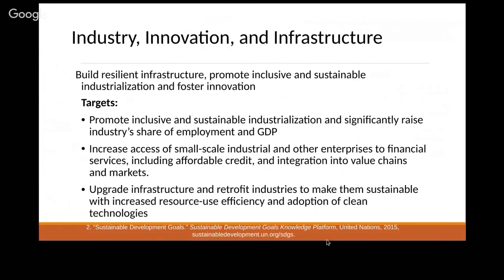By 2030, upgraded infrastructure and retrofitted industries should allow for increased sustainable resource use and efficiency, along with the adoption of clean and environmentally sound technologies in industrial processes. Many of you watching will work directly in industries that affect the progress of this goal, so it's very important to keep these targets in mind and promote progress within your organization.